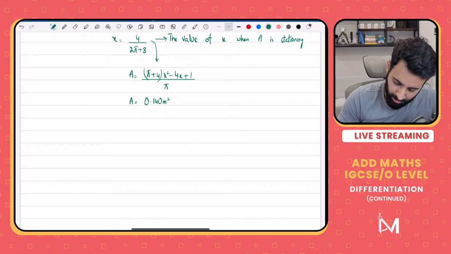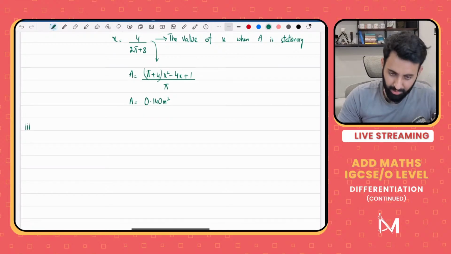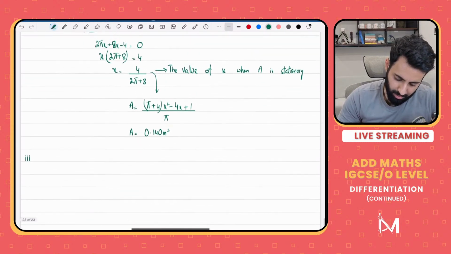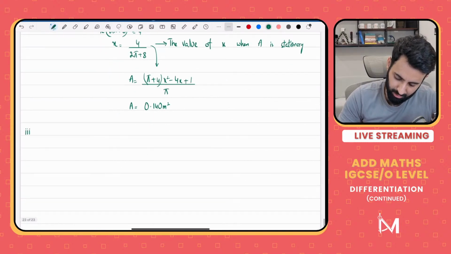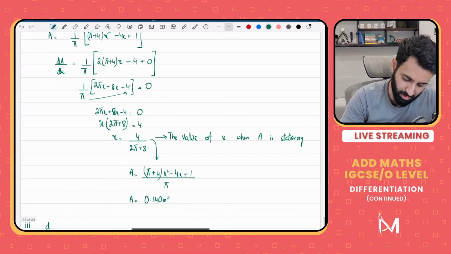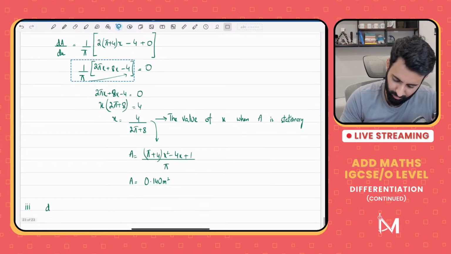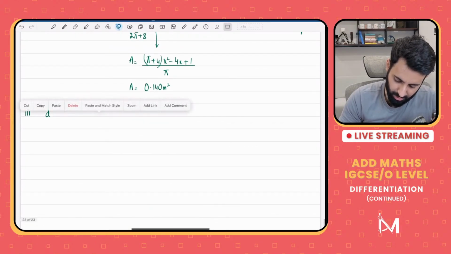Okay, now part 3. Let's see what part 3 says. Part 3 says the nature of the stationary value. So we already have dA by dx. Let's copy paste it. Here is dA by dx. Now let's differentiate it once again.